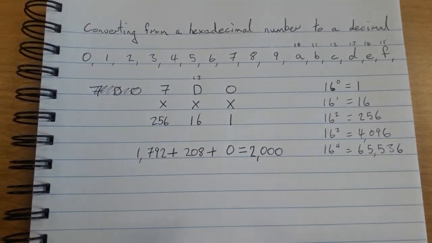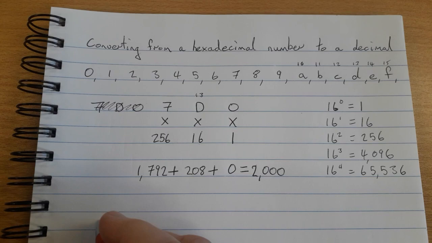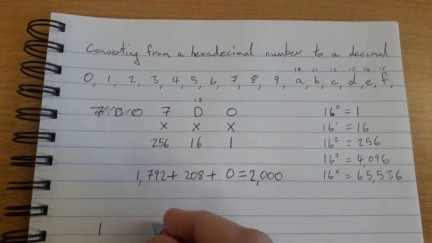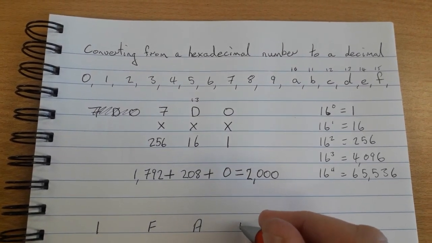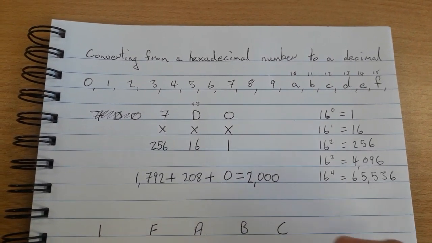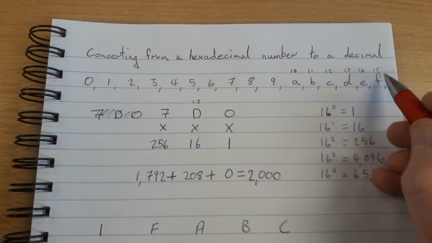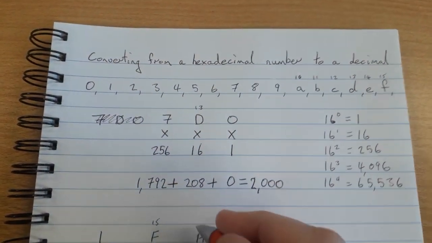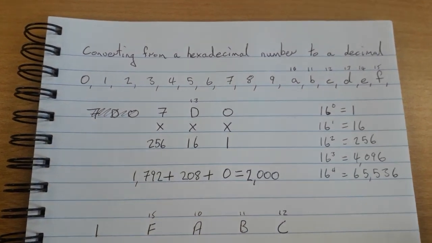So we'll do one more example. If we take the hexadecimal number 1FABC, and I'm going to write the digits pretty far apart. Maybe just before I start, the equivalent of F is 15, isn't it? We've seen above, 15. A is 10, B is 11, and C is 12. So we'll need that in a moment.